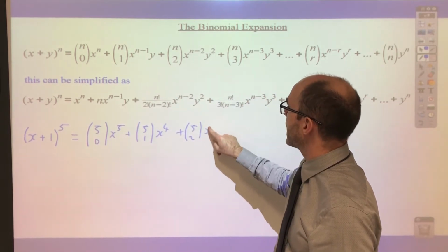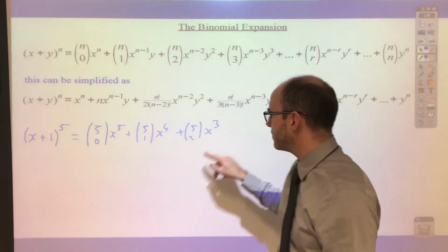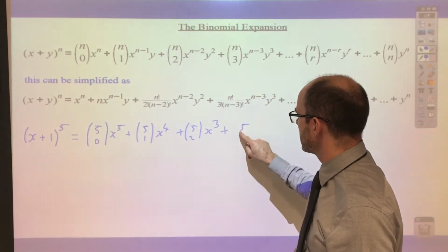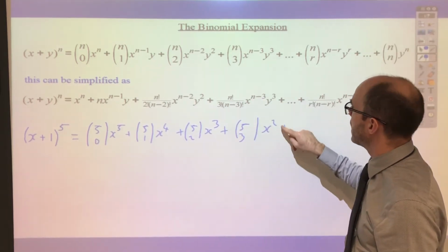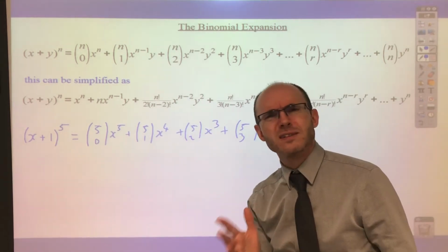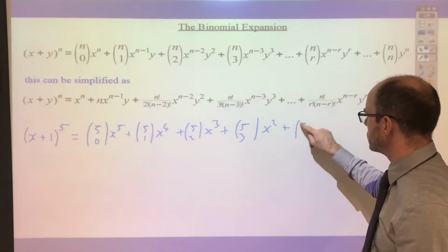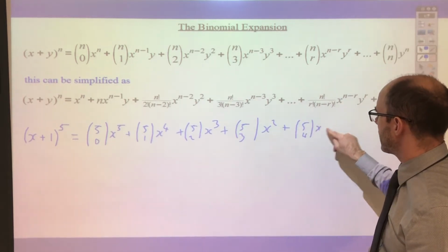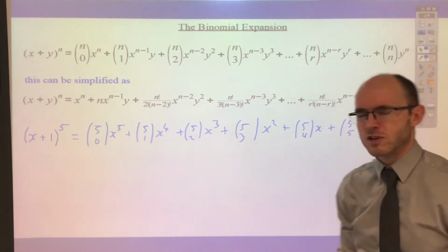And the next one, of course, will be 5 choose 2, and that would be x to the power of 3. Notice how the powers are decreasing now. And then it would be 5 choose 3, x squared. And then you've got the dot, dot, dot bit here. But then you've got to know what the pattern is. As soon as you've got this far, you kind of work out what the pattern is. So 5 choose 4, x, and then 5 choose 5, and then x to the power of 0, which is just 1.